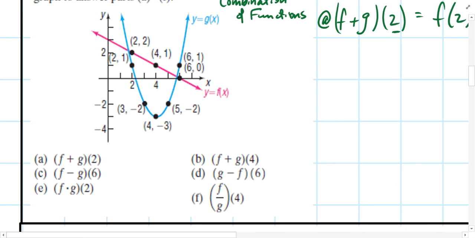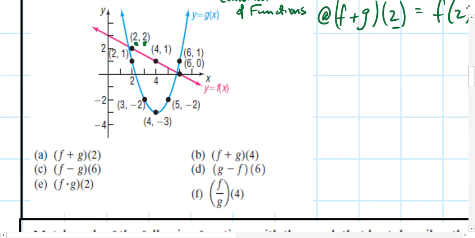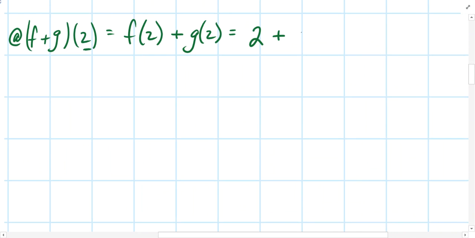So, since the function f is this red function here, we're going to look at the x value of 2 and try to peek at it. And it looks like when x is 2 on the red graph, the y result is 2 as well. So f of 2 is equal to 2. G of 2, again, we're looking at 2 on the x-axis. This time we're focusing on the y component of the blue graph, which happens to be 1. We have 2 plus 1. And 2 plus 1 is equal to 3.